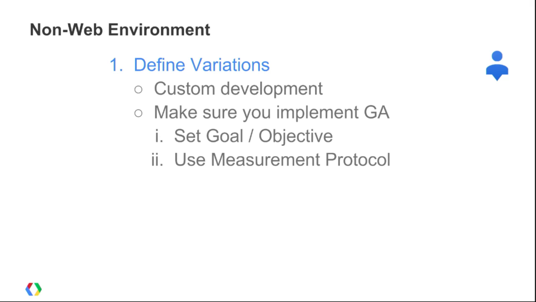So again, you're still doing the same thing. These 5 steps still apply. You're defining your variations. You might use custom development to do that. But whatever you're doing, make sure you've implemented Google Analytics properly. So if it's non-web, that means most likely you're going to be using the measurement protocol to send hits to GA. And then you still need to have a goal and objective set up. So what are we trying to improve? What is the actual goal that we're trying to either maximize or minimize? So that still stays the same.